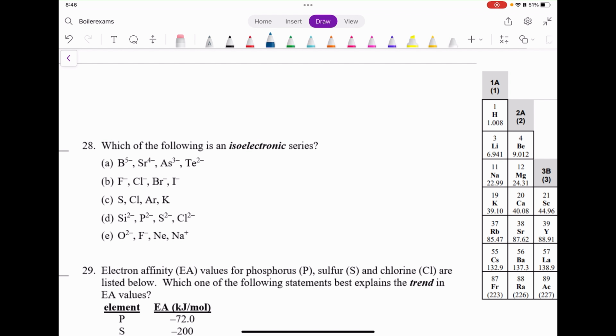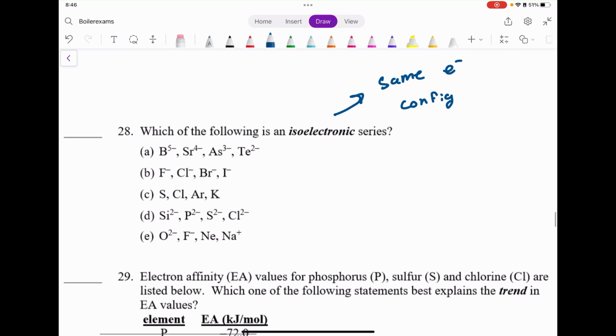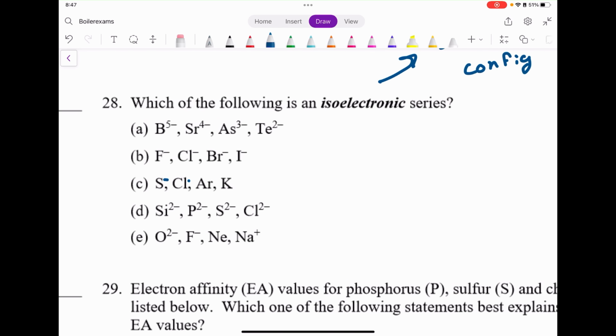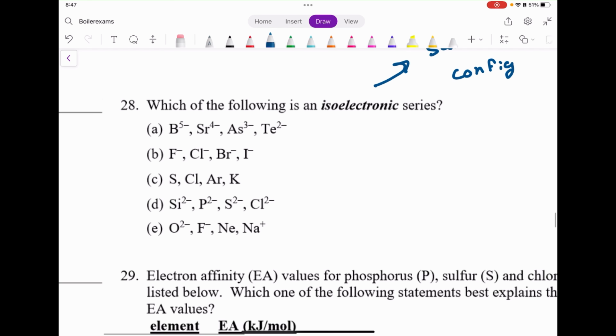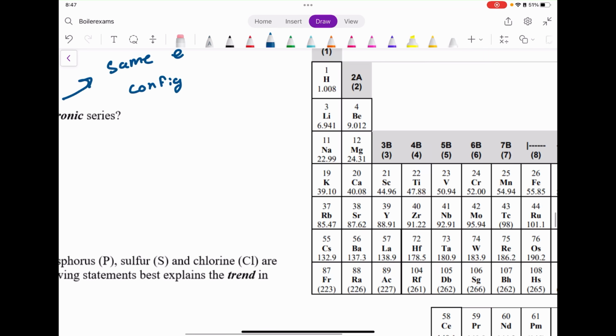28. Which one of the following is an isoelectronic series? This just means same electron configuration. Iso, the prefix means same, and then electronic. So which answer choice do all these elements have the same electron configuration? Well, when I first look, answer choice C is sticking out to me because they all have the same charge, that being there's no charge. They're all neutral, but they're all different elements. So they can't possibly have the same electron configuration.